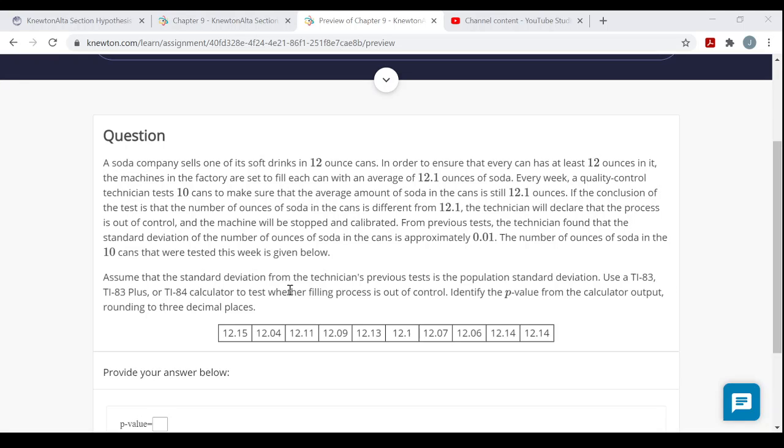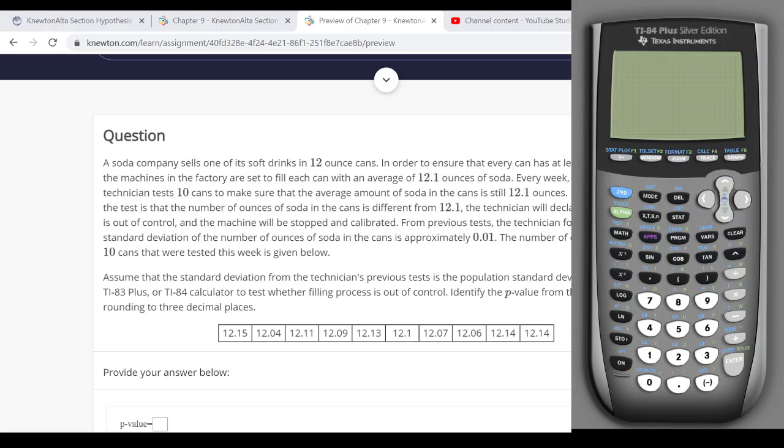Use a calculator to test whether the filling process is out of control. Identify the p-value from the calculator output, rounded to 3 decimal places. All right, so I'm going to go to my calculator. Remember how to enter a list of data. We're going to enter this sample. So I go to stat, edit, and then I'll just enter it down list 1.